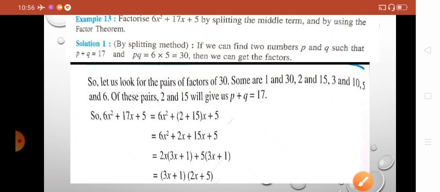First of all, you have to compare the given equation with the general quadratic equation. From there you will find the value of b and ac, and you have to find two numbers in such a way that their sum is equal to b and their multiplication is equal to ac. From there you will get two numbers and you will put them by splitting the middle term and you will get your answer. Now let us move to our factor theorem method.